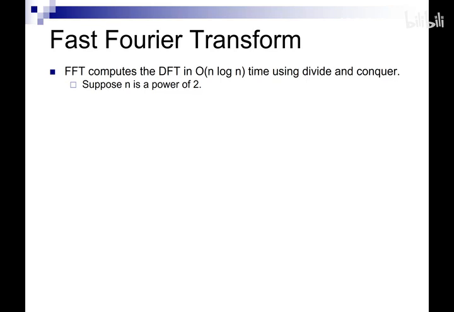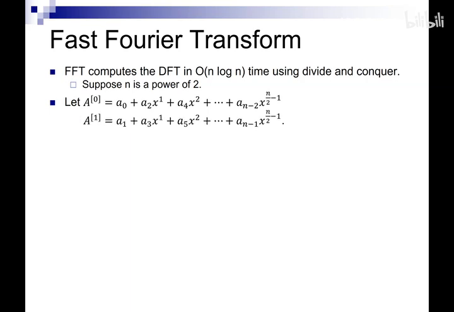Okay, so then the fast Fourier transform is going to basically compute this not in n squared time, but in n log n time. And it's a divide and conquer algorithm. So let's assume for simplicity that n is a power of 2. Okay, so the first step of the fast Fourier transform is to write A in this fashion.